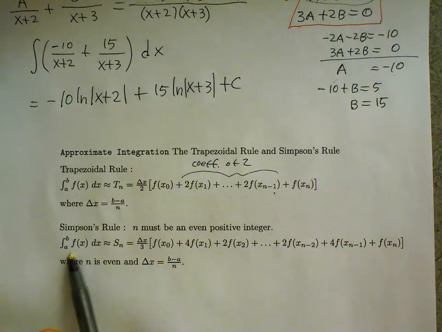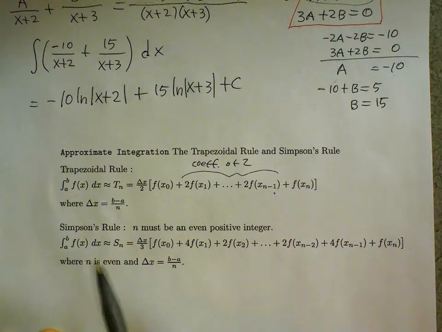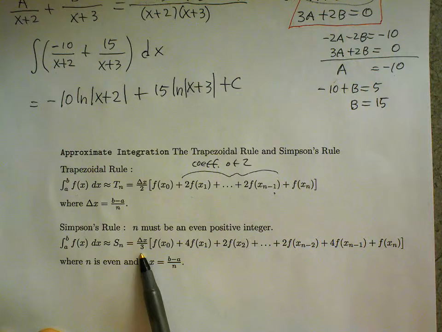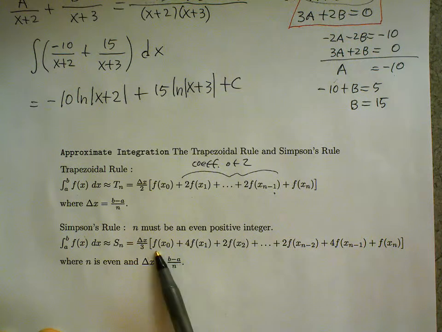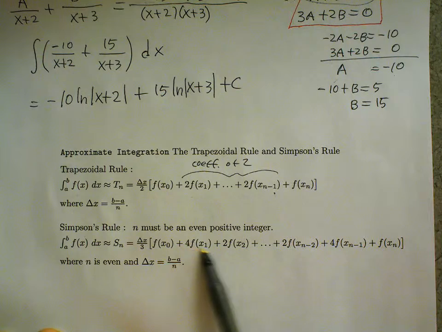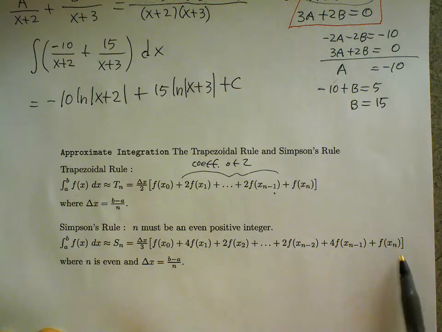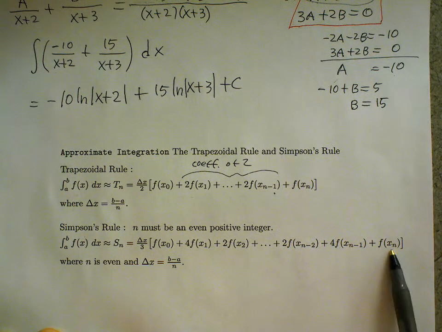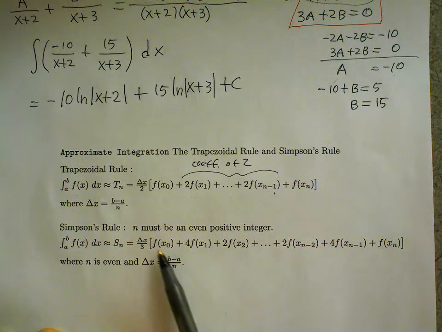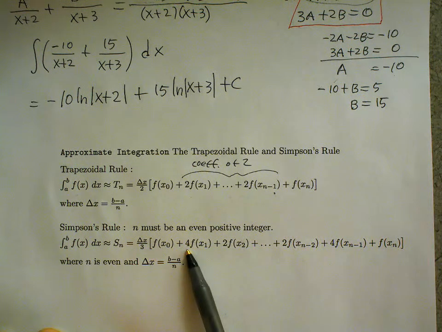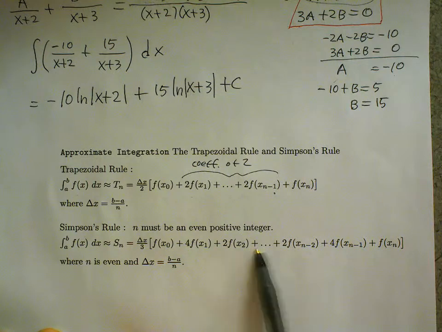So when we approximate the definite integral of f of x from a to b using Simpson's rule, then outside we have delta x divided by 3. And inside the brackets, the coefficient of the first term is 1 and the coefficient of the last term is 1. But in between the first and last, the coefficients alternate 4, 2, 4, 2, and so on.